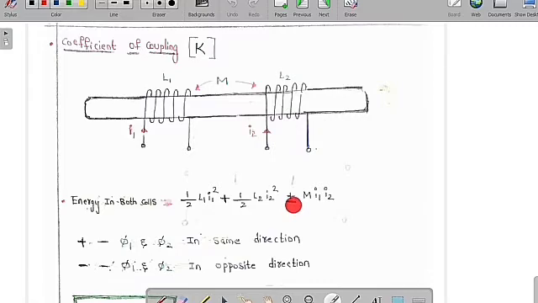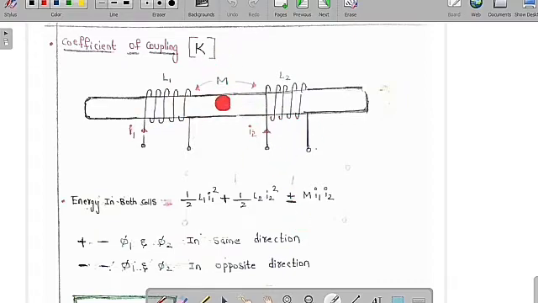So we are going to use plus whenever the two fluxes are in the same direction, and minus whenever the two fluxes are in the opposite direction. Therefore plus is used when phi1 and phi2 are in the same direction, minus when phi1 and phi2 are in the opposite direction. So we get the overall energy in the two coils, which is half L1 I1 square plus half L2 I2 square plus or minus M I1 I2, where plus is used when the two fluxes are in the same direction, and minus when the two fluxes are in the opposite direction.